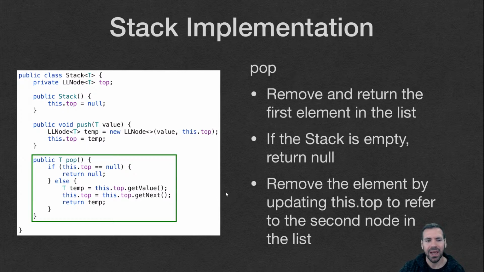And then pop. If the top is null, so we always want to check for null before we do any dot operators on something that should store a reference to a linked list node. Before we ever do a dot operator on something that should store a linked list node, we want to check it for null. So is the top null? If it's null, we have to decide what to do. In this case, I'm just going to return null.